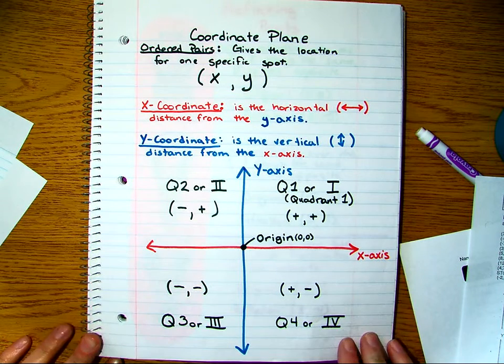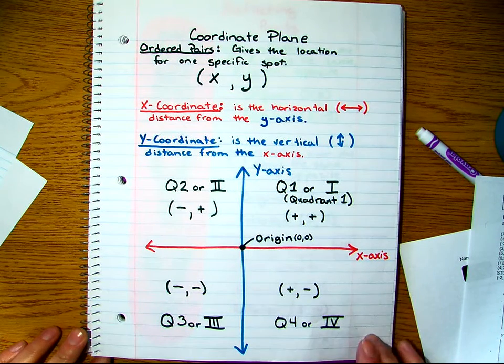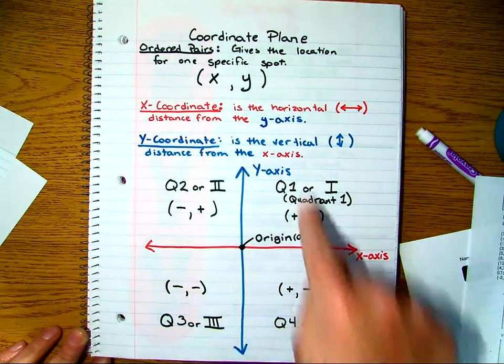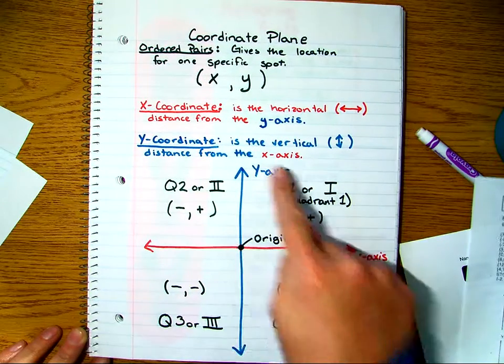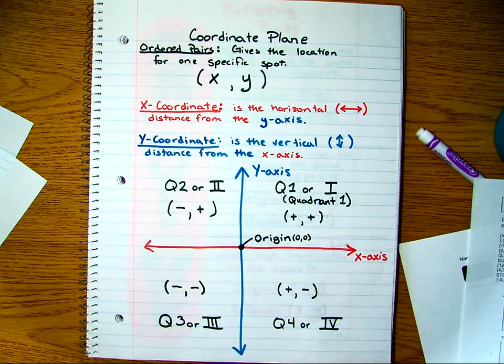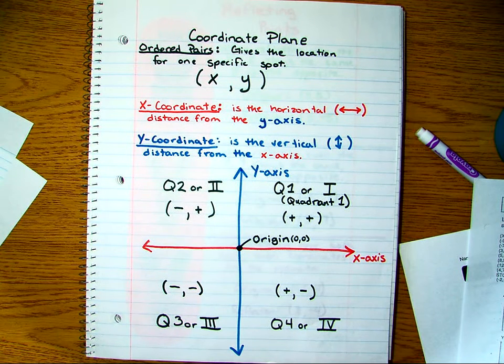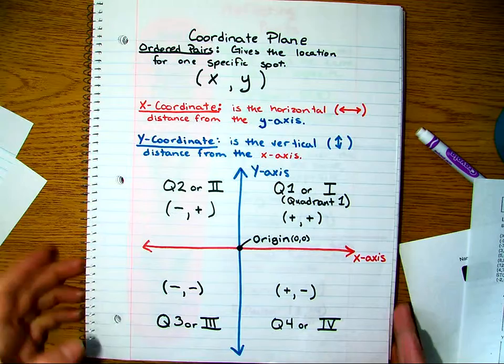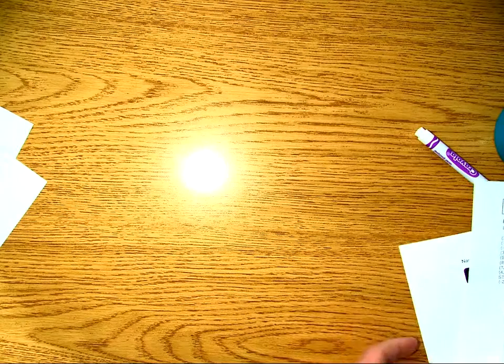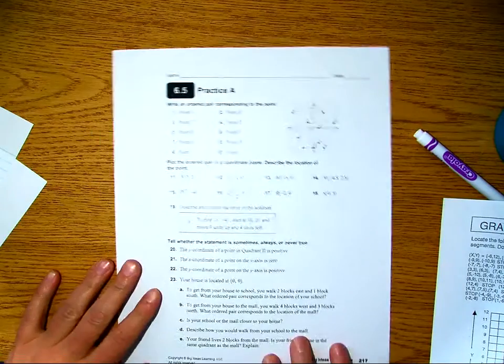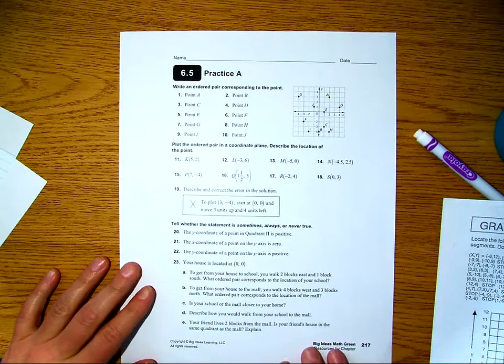These will help you for your homework tonight, specifically our 1, 2, 3, 4, 5, 6, 7 pieces of information from that coordinate plane. You will need those 7 locations for your homework. So, in a little bit, you will be getting your 6.5 Practice A homework assignment.